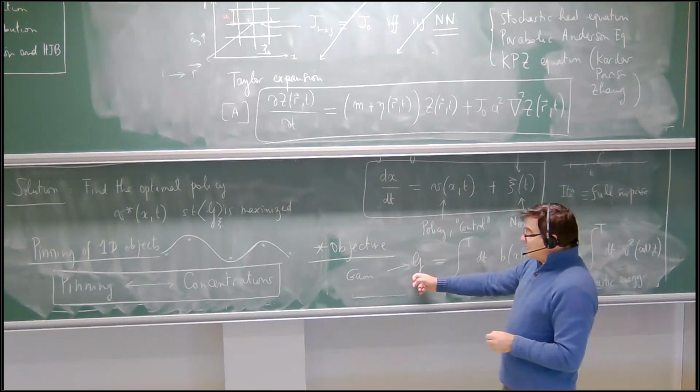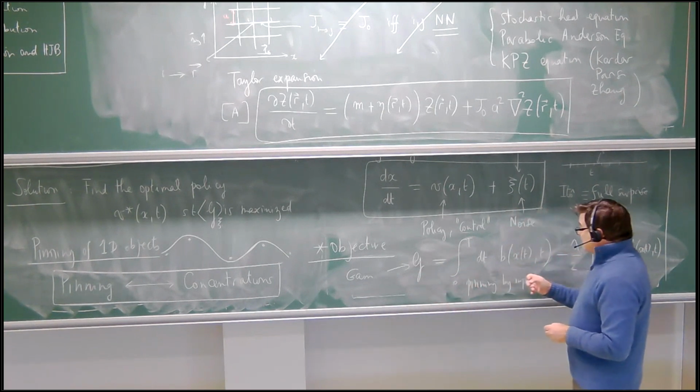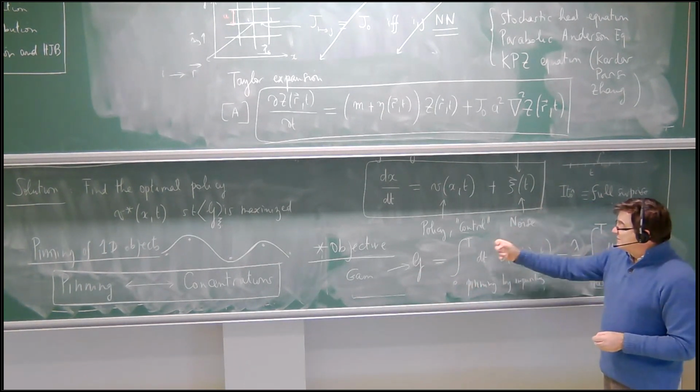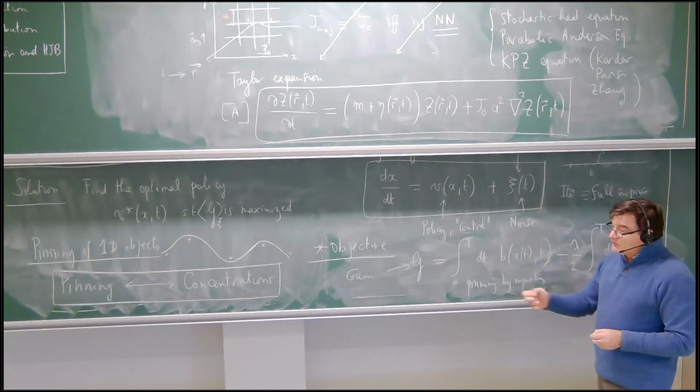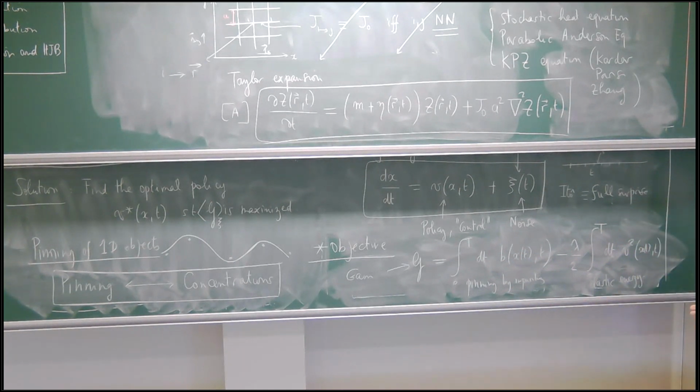G, if you want, is a Hamiltonian now. So there's two parts in the energy. One part is pinning by impurity. So you want to be near impurities that lower your energy, that attract you. But there's a penalty, which is the elastic energy of the polymer, of the object, that doesn't like to be deformed, if you want. It would like to go straight.